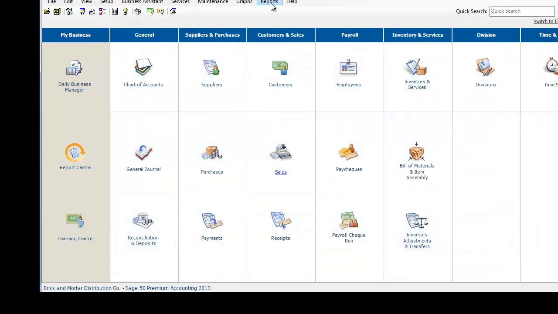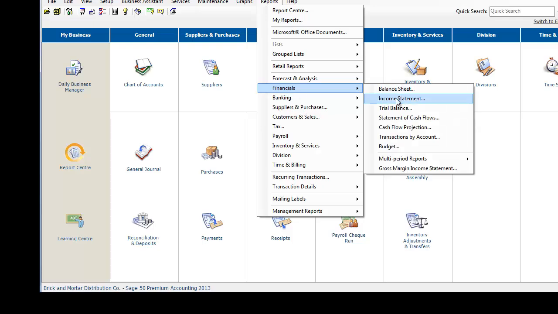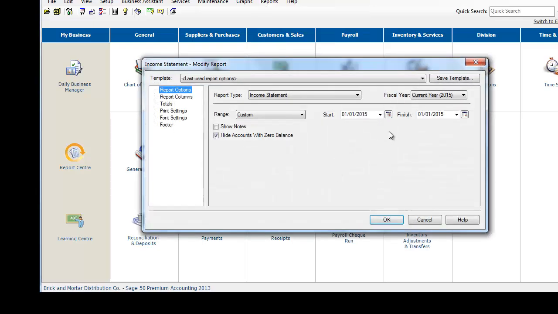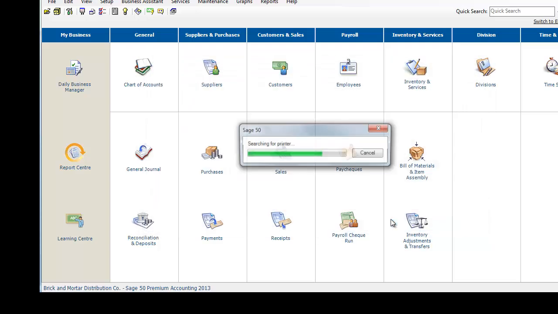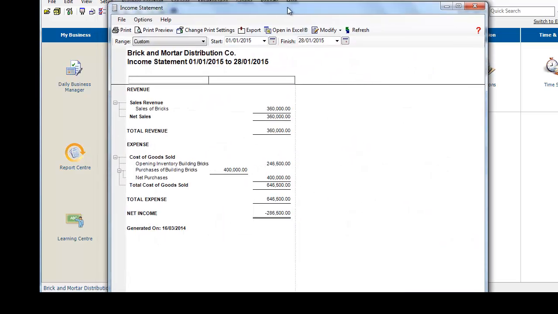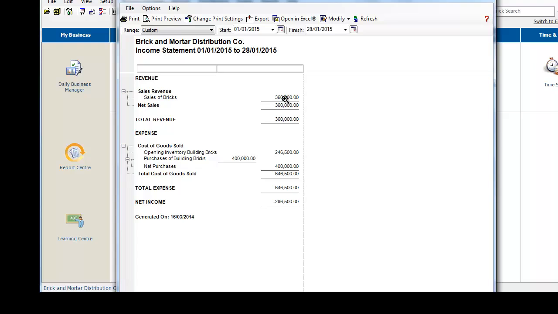What will this do? Well, let's go back to our income statement. From the 1st of January to the end of the month, I can go all the way down to January 31st because that's our month end. Say OK. Look what we have. We have sales of 360,000. We have the opening inventory of 246,500 and the purchases of 400,000. Opening inventory plus purchases gives me total cost of goods available for sale. We do not have the ending inventory yet.